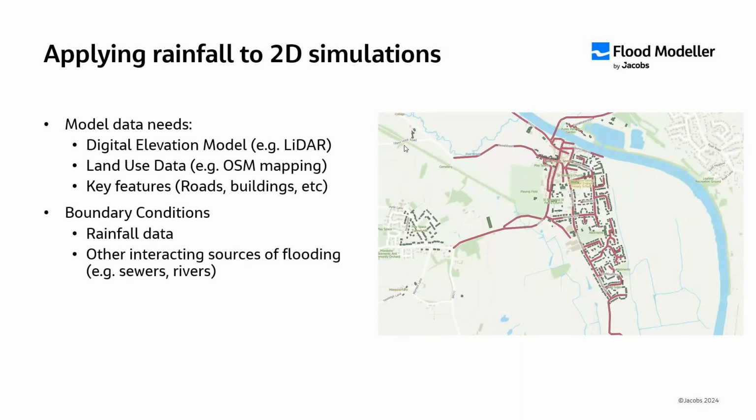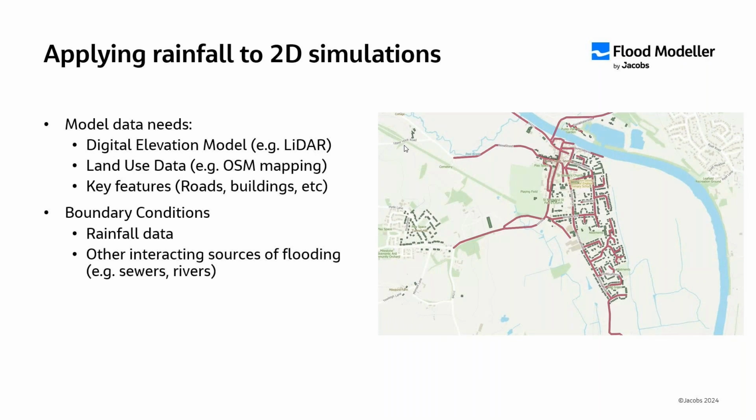In addition to the model data, I need those boundary conditions, and that's the rainfall data I've calculated previously. And I also need to account for interaction with other sources of flooding, so sewers, rivers, coastal. And I've talked about some ways of modeling those on the previous slide.